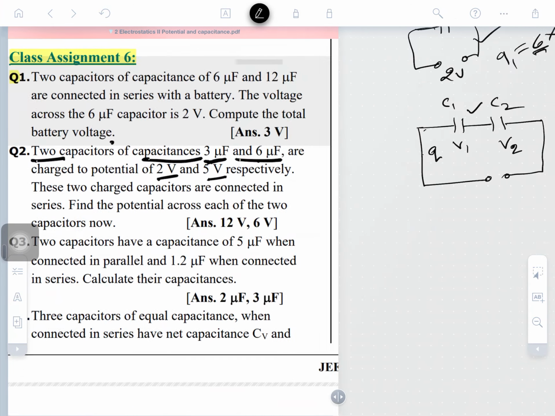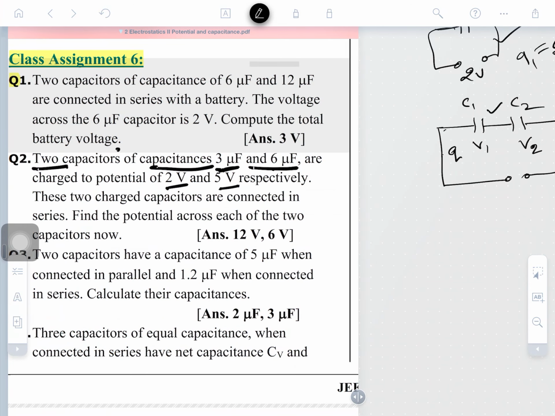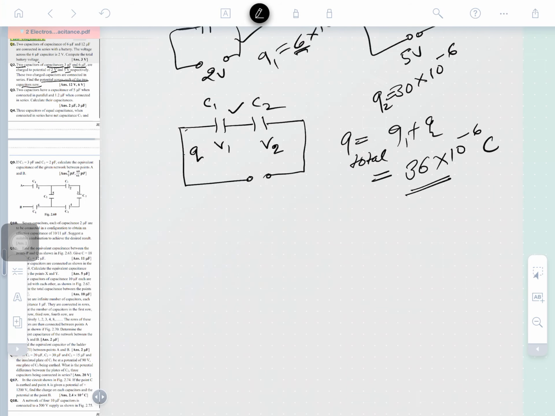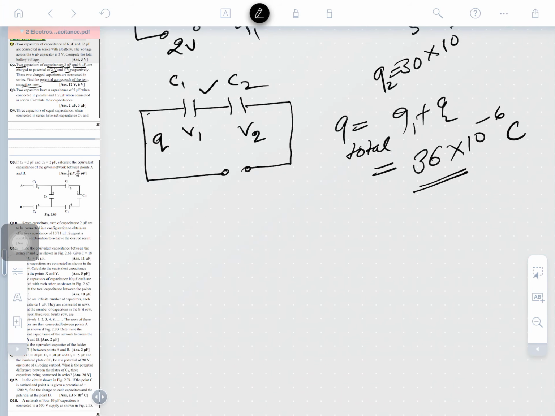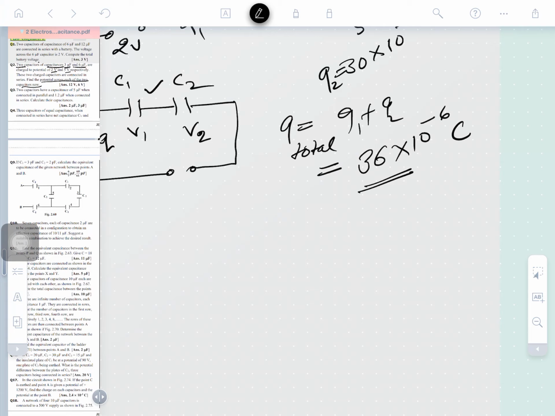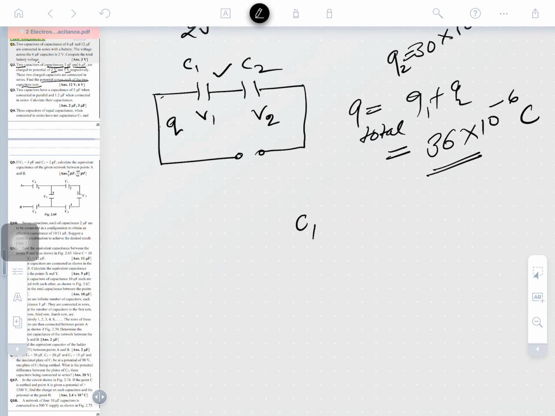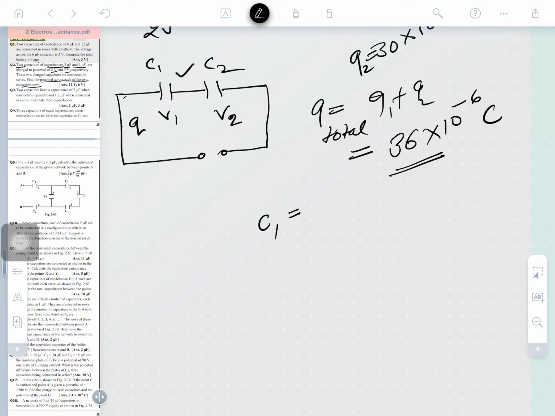Clear guys? So what are we to find out in that question? We are to find the potential across each of the two capacitors. So we have the total charge, and we also need the total capacitance, which in series is to be found. We are to find the potential across each, so the total potential is to be distributed here.